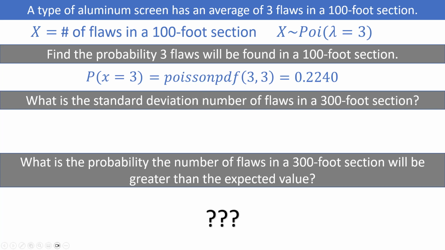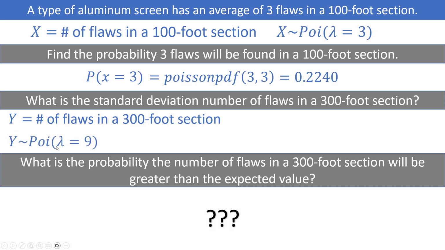Then we are asked about the standard deviation number of flaws in a 300-foot section. Well, now we no longer have a 100-foot section, we have a 300-foot section. So our new variable y is going to represent the number of flaws in a 300-foot section. Since this section is 3 times as large as the initial section, our lambda value will also be 3 times as large. We can say that y follows a Poisson distribution with a lambda value of 3 times 3, which is equal to 9. We are asked for the standard deviation, which is equal to the square root of lambda. In this case, lambda is 9, so the square root of 9 is equal to 3. The standard deviation number of flaws in a 300-foot section is equal to 3.